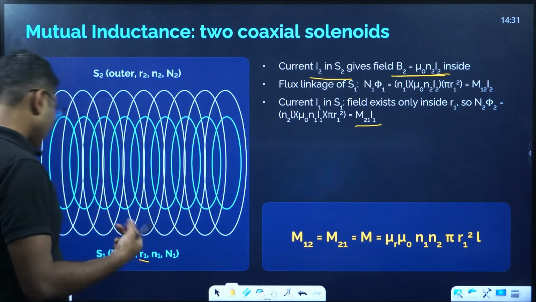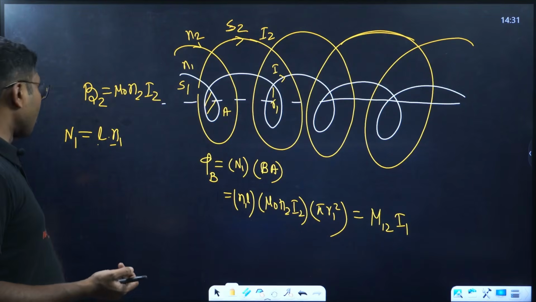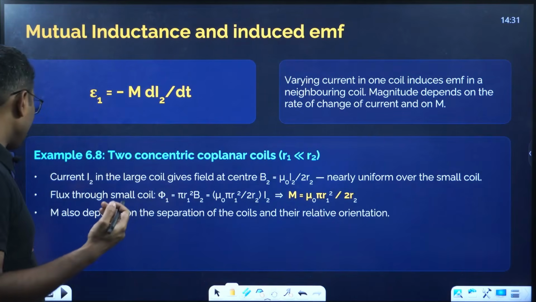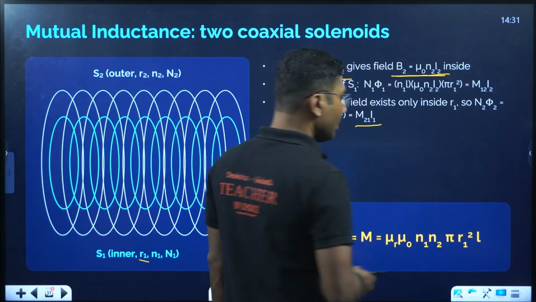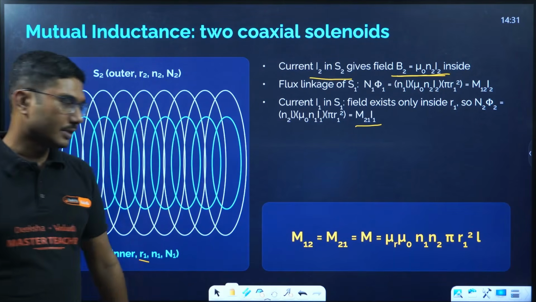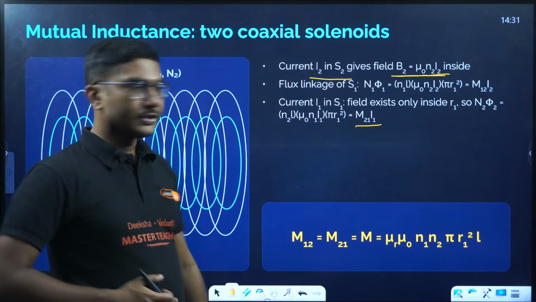Now obviously, if both numbers of turns are the same, you can say that N1 is equal to N2, then you can say N square L. That can be slightly challenging, but yes, this is the general formula.